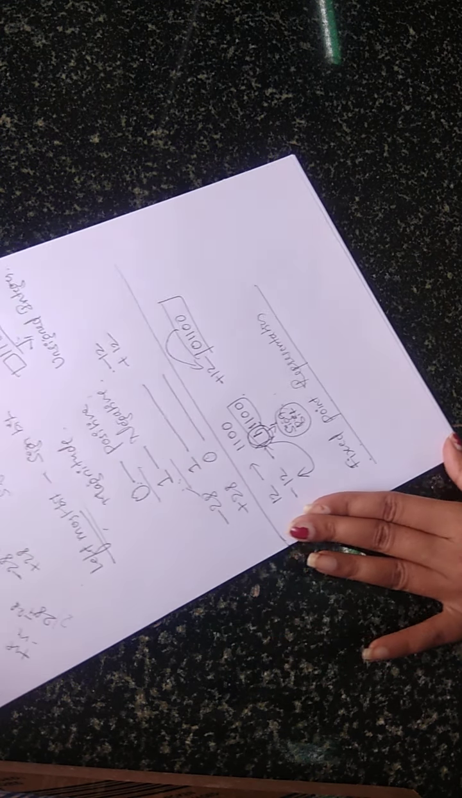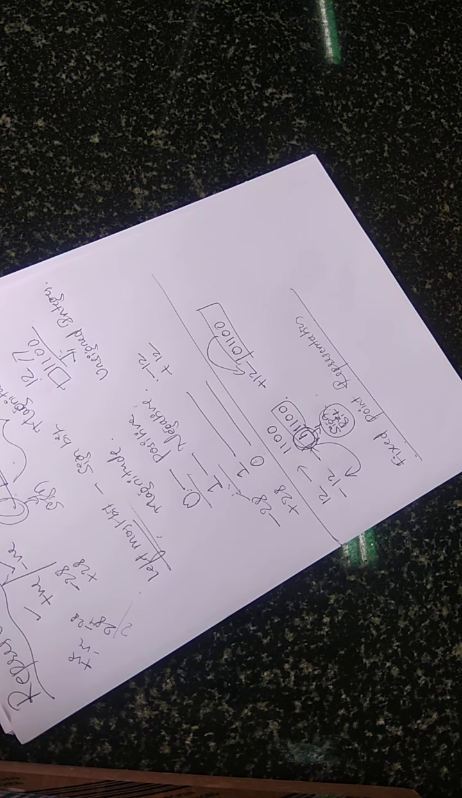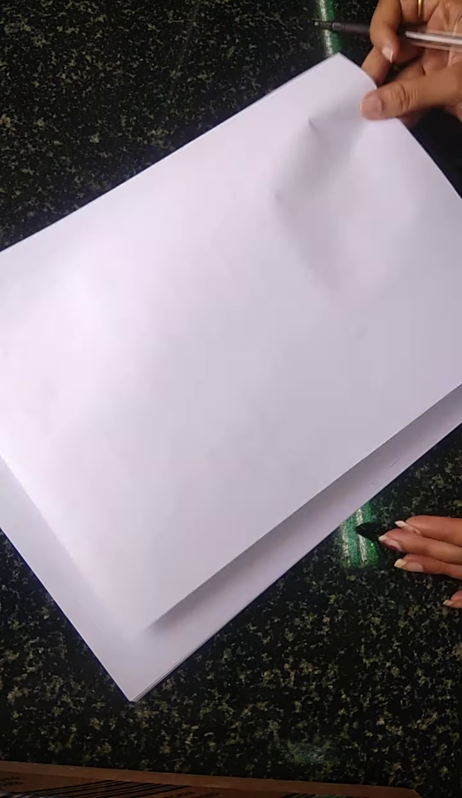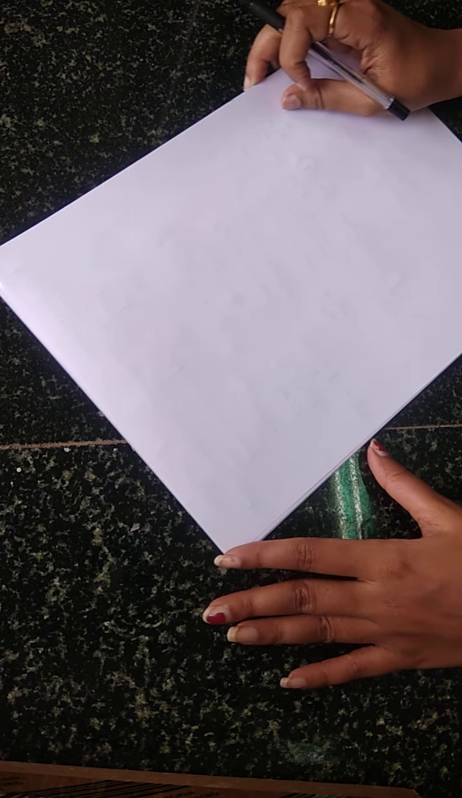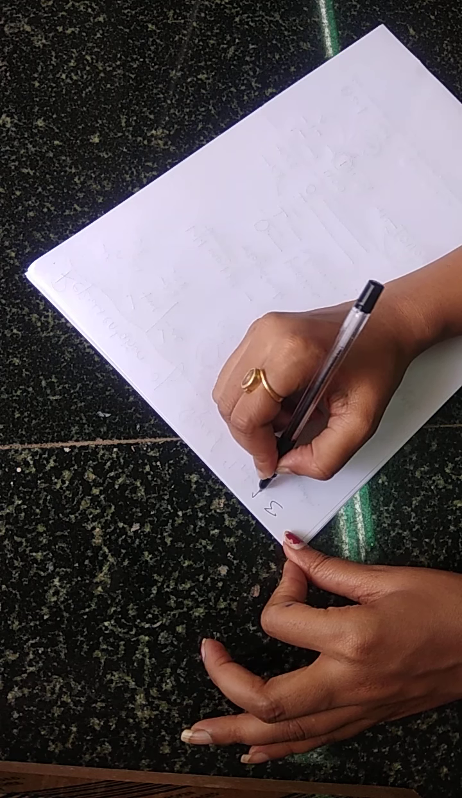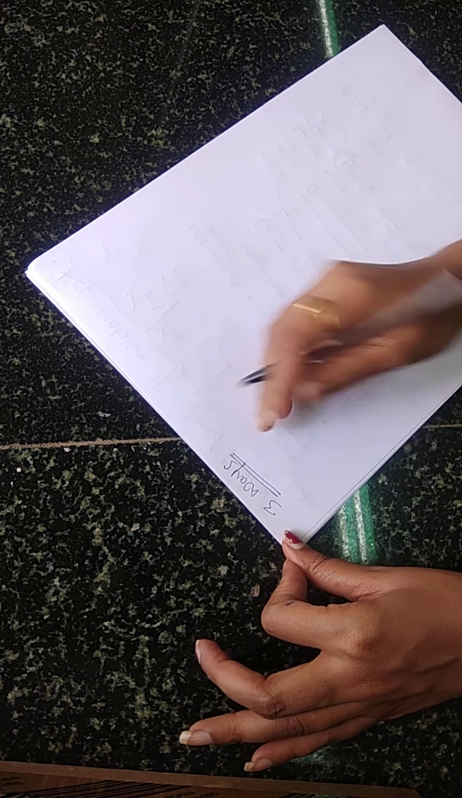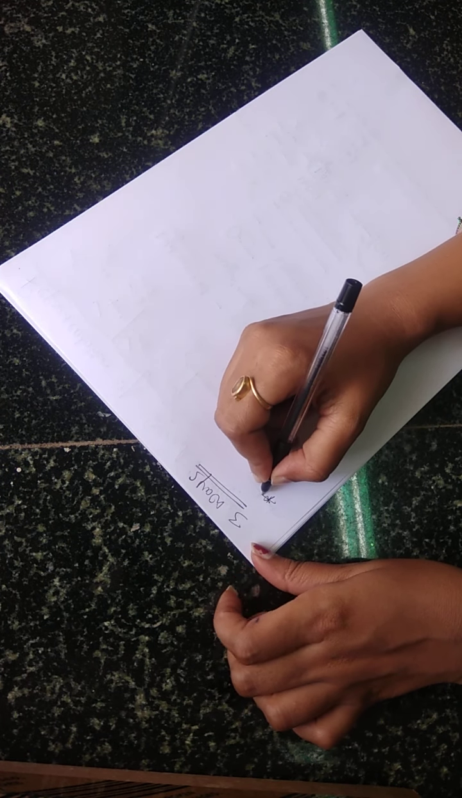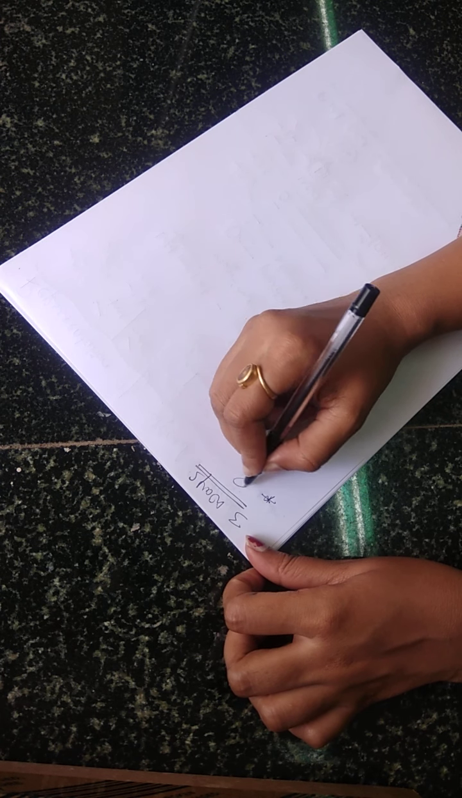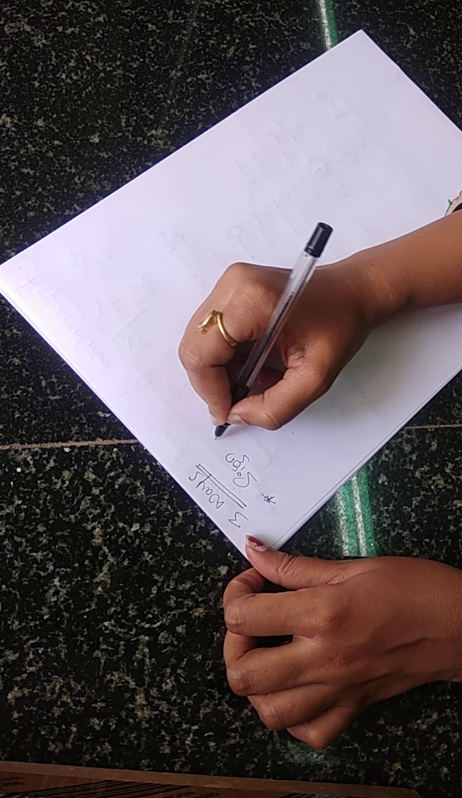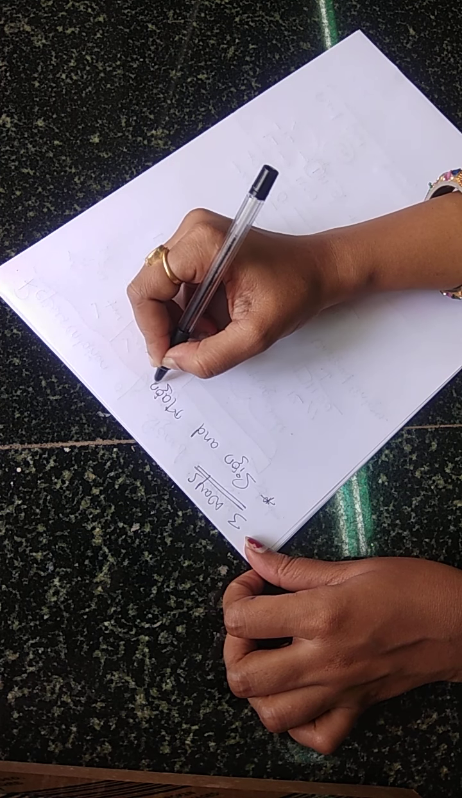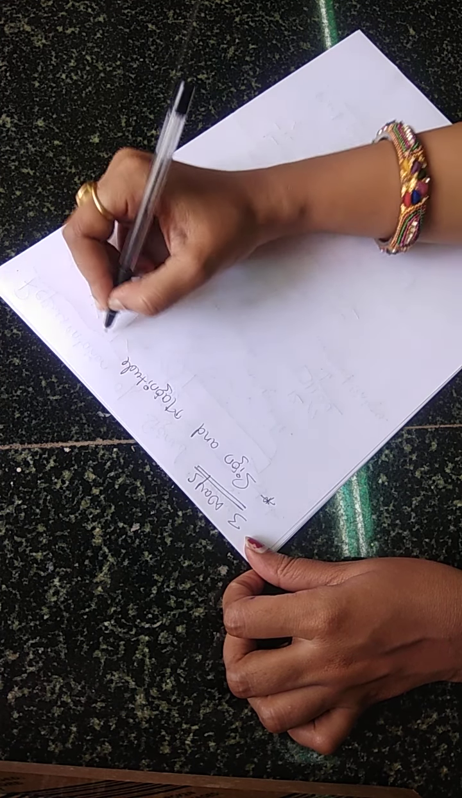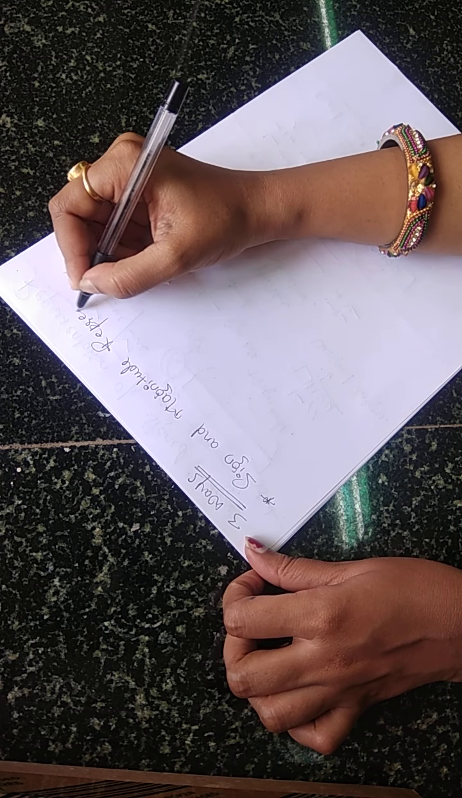Clear? So here a negative or signed integer can be represented in 3 ways. We'll see which all those are. The very first method we have is sign and magnitude representation.